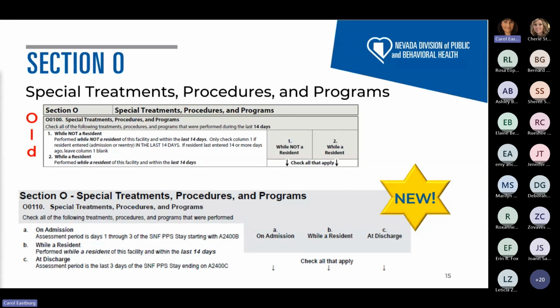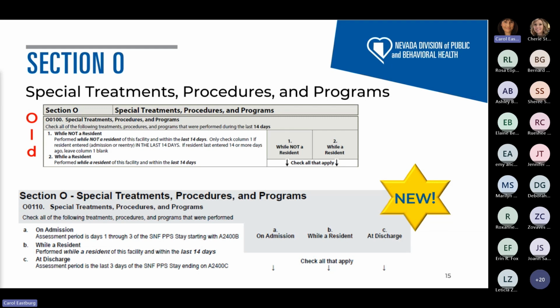And here we see the instructions for section O with the old version on top and the new version on the bottom. So previously, there were 2 points in time in which to indicate if the treatments, procedures, or programs listed were received by, performed on, or participated in by the resident during the specific time frame. In this case, the last 14 days, either one while not a resident or two while a resident in your facility.